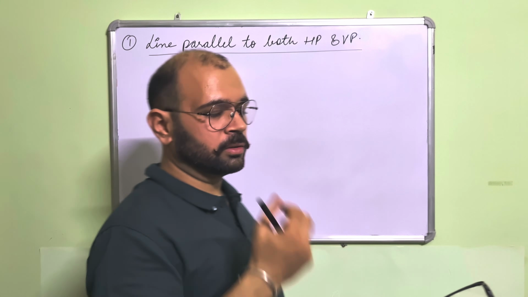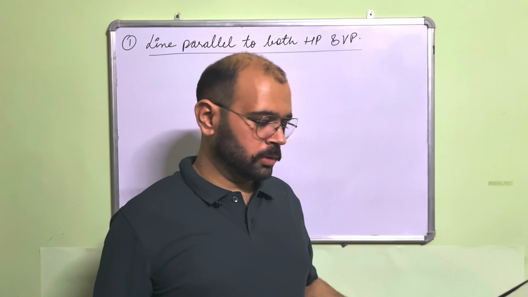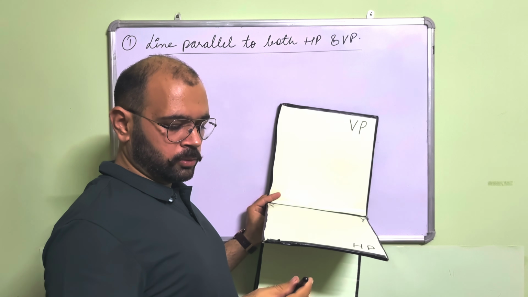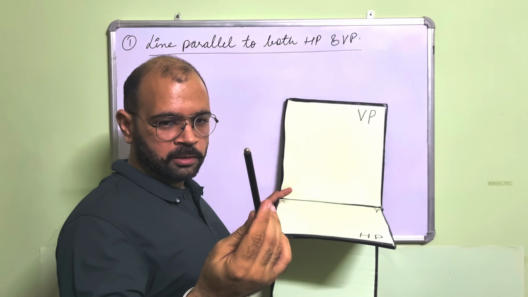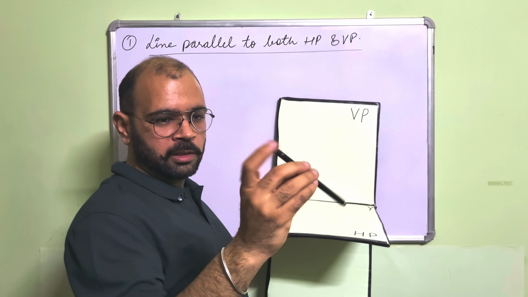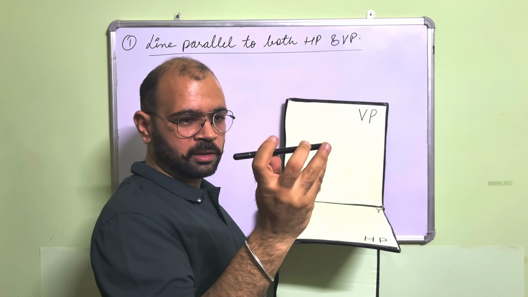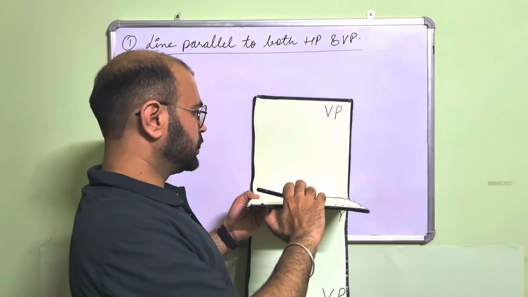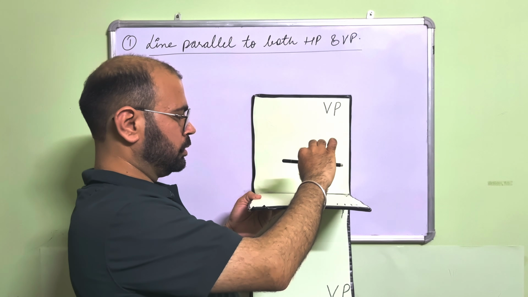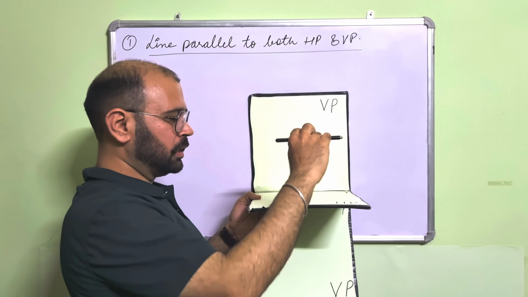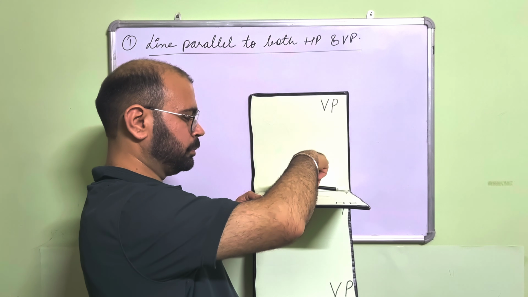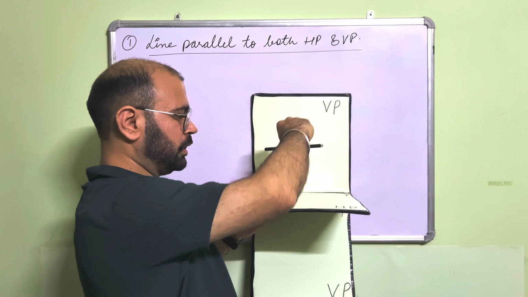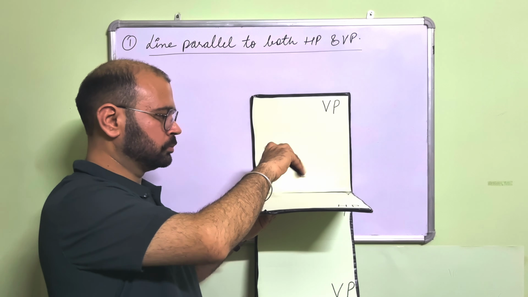We will just be discussing this in the first quadrant. Let us suppose this is VP, this is HP, and this is the line AB. Let us suppose this is A and the other end is B. If I want to draw the projections over here, this line is parallel to HP and also parallel to VP. It is like this.